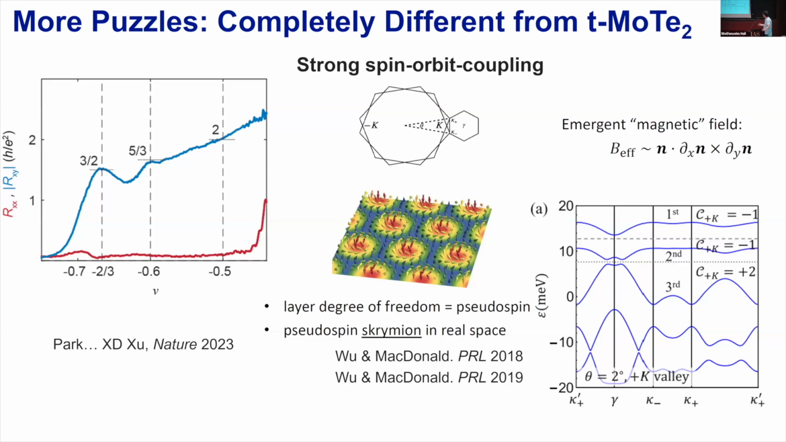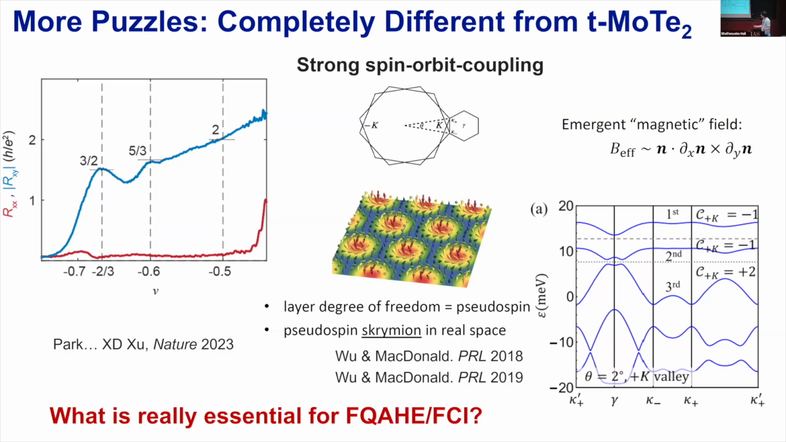And this theory by Allan MacDonald actually came before the experiment in twisted MoTe2, and they think that's important for getting this fractional quantum anomalous Hall effect, or FCI. Well, now the question is, how can a system like graphene that has almost no spin-orbit coupling and no layer pseudospin skyrmions, no emergent magnetic field, deliver the same effect as twisted MoTe2 gives you? So maybe it's valid to ask, what do you really need to get this state, right? Maybe the recipe is more general than we used to think.